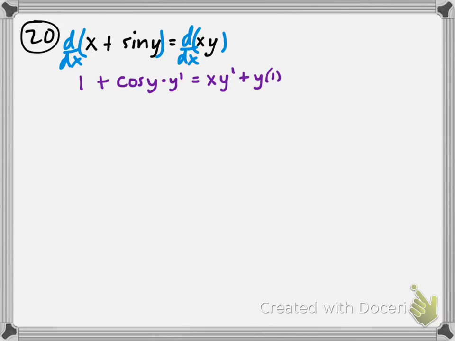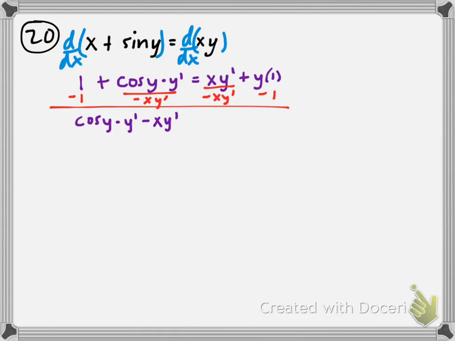And then again, notice that we have a y prime term on one side and the other. We're going to gather those terms to the left side. We're going to move the 1 to the right side. So we're going to subtract 1 from both sides. We're also going to subtract x y prime from both sides, which leaves us on the left-hand side with the cosine of y times y prime minus x times y prime, equaling on the right, y times 1, which is y, minus 1.